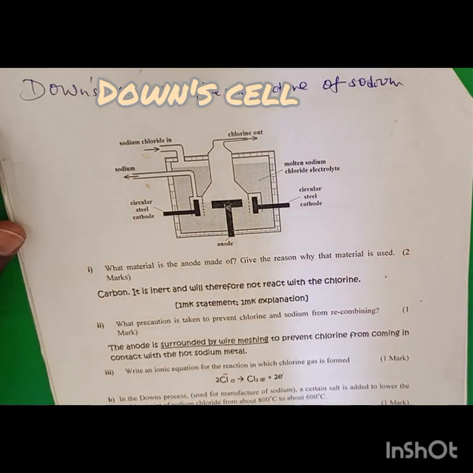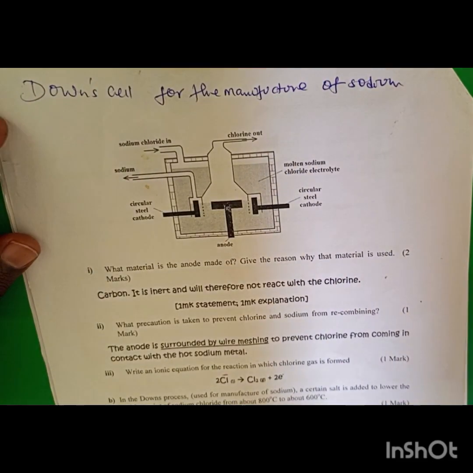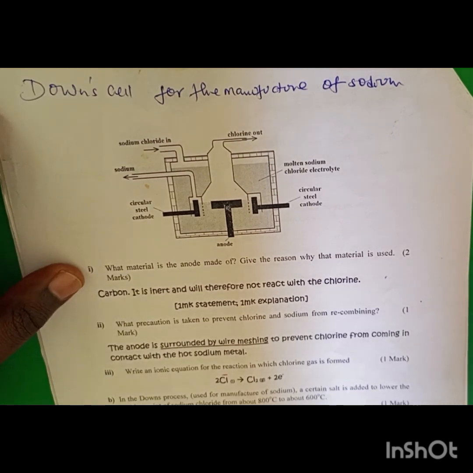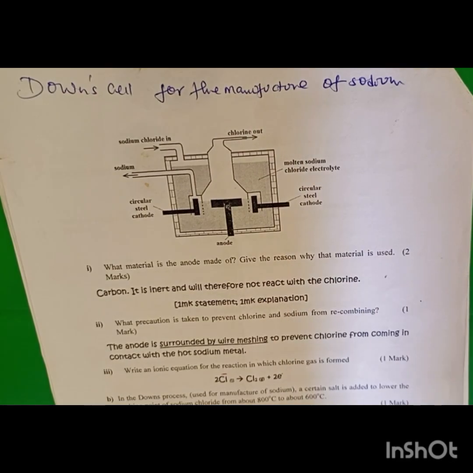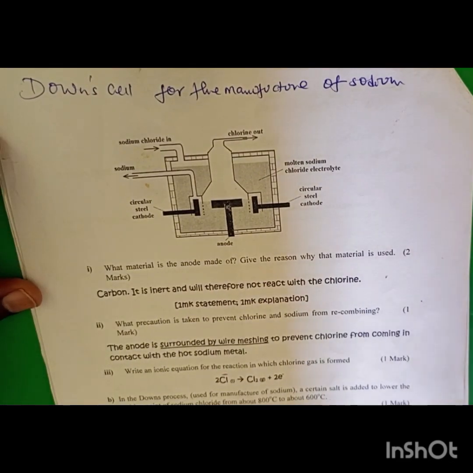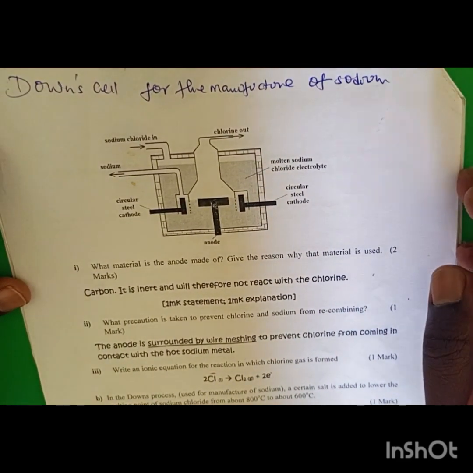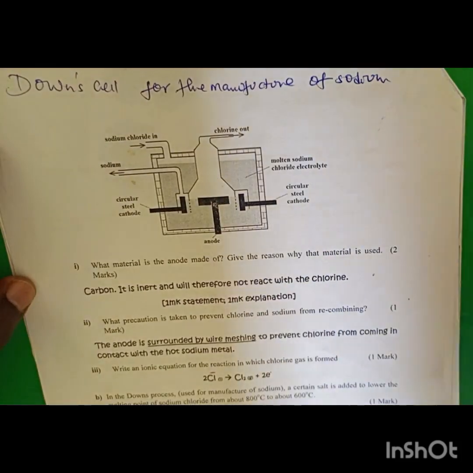The diagram below shows a Downs cell for the manufacture of sodium. We are going to study it. Downs cell. It is used in the manufacture of sodium.